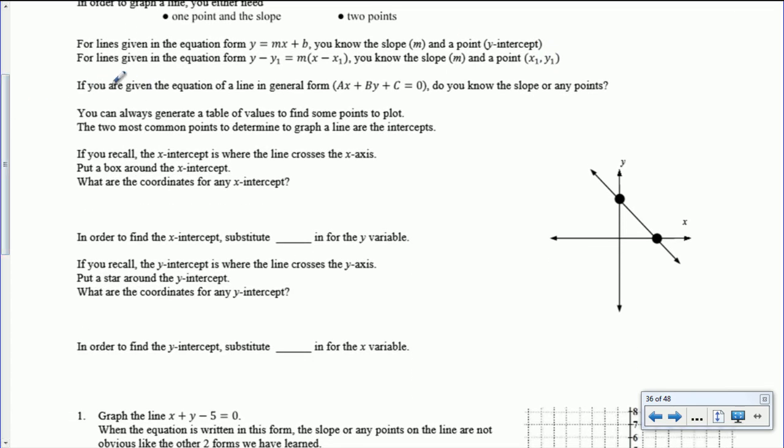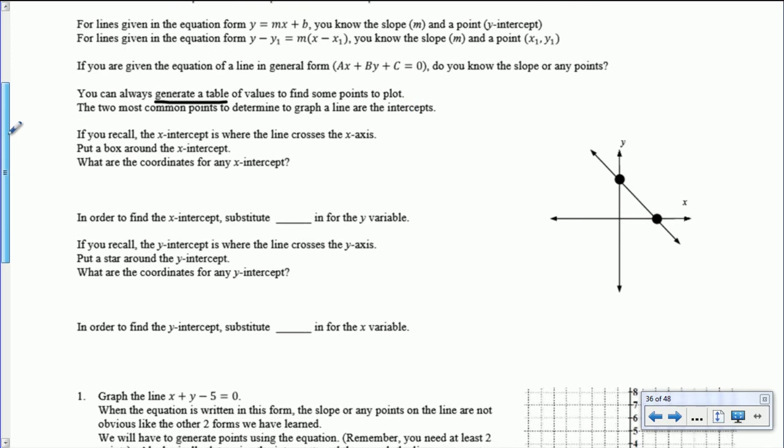Okay, if you are given the equation of a line in general form, so like this, do you know the slope or any points? So what we can do is generate a table to find some points to plot. The two most common points to use to graph a line are the intercepts. Seems a bit weird. Okay, if you recall, the x-intercept is where the line crosses the x-axis.